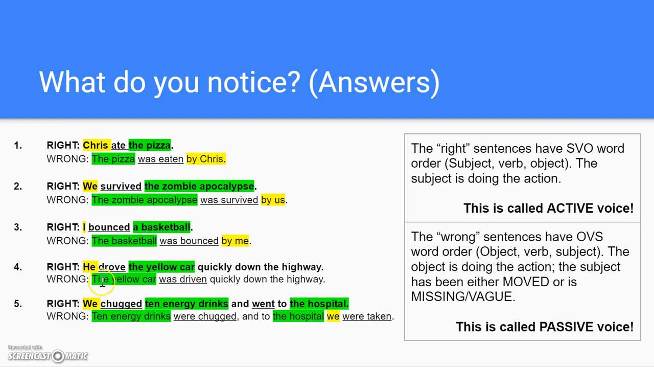Notice how in number 4, I don't even have a subject anymore. I don't know who is doing the driving. So the object has been given all the emphasis and the sentence has lost clarity, and that's a problem. For 5, 10 energy drinks were chugged and to the hospital we were taken. Now that starts to sound like Yoda, but that's a whole other story. All of these wrong sentences are passive.